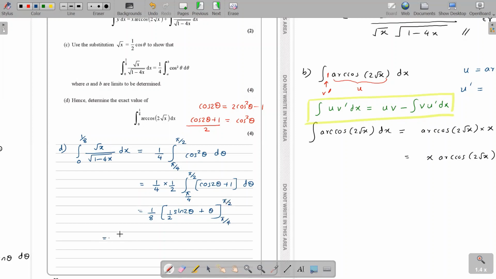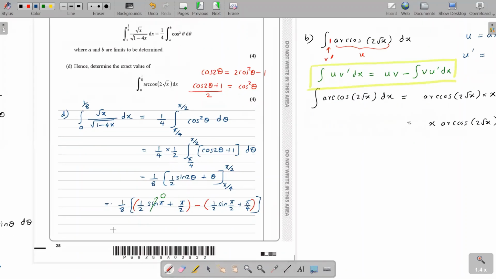Let's input the limits. 1 over 8 into half sine 2 times pi over 2, and 2 times pi over 2 is sine pi plus pi over 2. So first limit minus the second limit: pi over 4, half sine pi over 2 plus pi over 4. Sine pi is 0. So I get here 1 over 8 times pi over 2 minus half sine pi over 2.